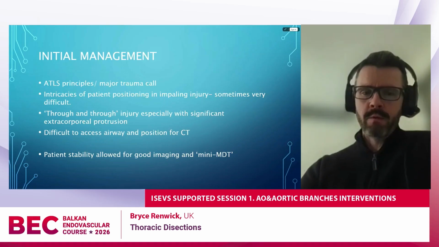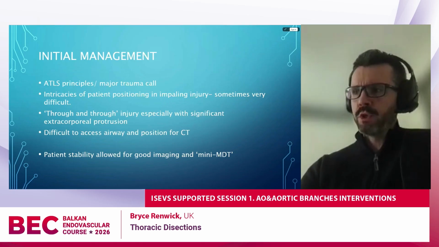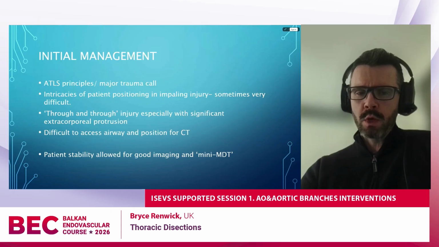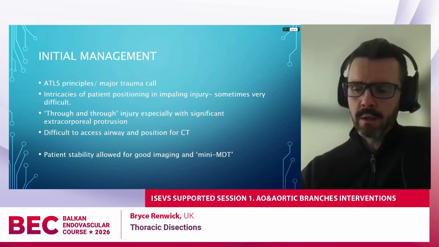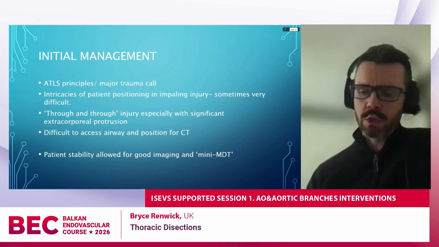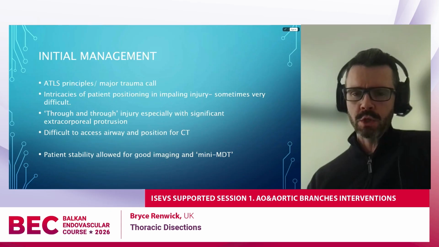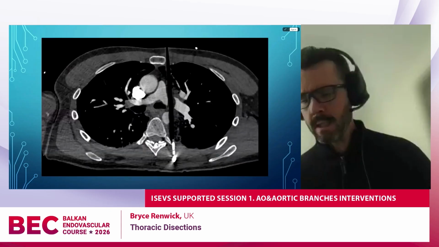Positioning them in the scanner can be very difficult. And especially if there's significant protrusion from the upper chest, sometimes it's difficult to achieve proper airway control. But thankfully, this patient was extremely stable and allowed for good cross-sectional imaging and a mini multidisciplinary team discussion. Here is his CT scan.